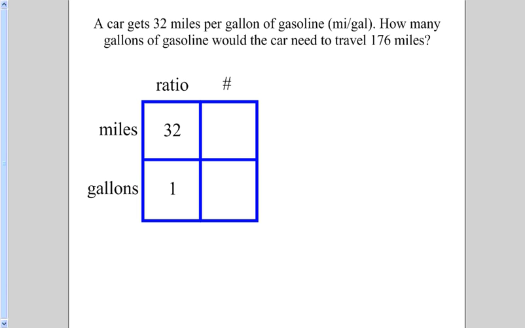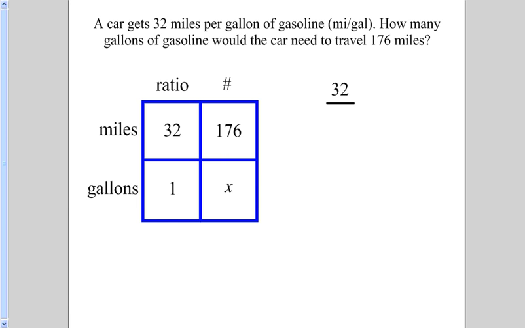And the second column, we can fill in with the information from the second sentence. How many gallons of gasoline would the car need to travel 176 miles? 176 is the number of miles, and we need to find out how many gallons. So the proportion table is a really useful tool to help organize the information in the question. And now we can set it up in a proportion.